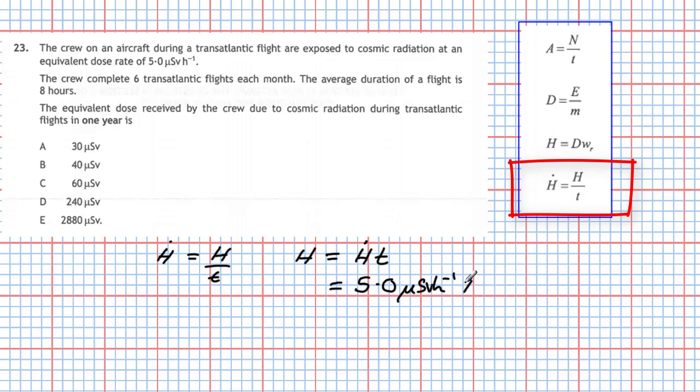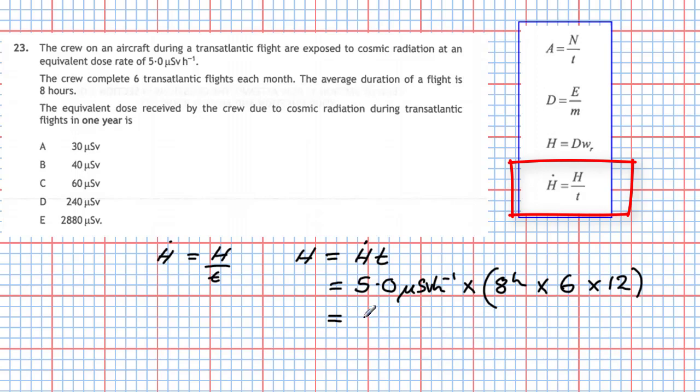I'm going to multiply that by, first of all, a flight time of 8 hours. So 8 hours will give us the equivalent dose for one flight. But we have 6 of those flights in a month. So we've got to multiply it by 6. And we have 12 months in a year. So that's the calculation we're going to be using. So we do that in a calculator. We have 5.0 times 8 times 6 times 12.